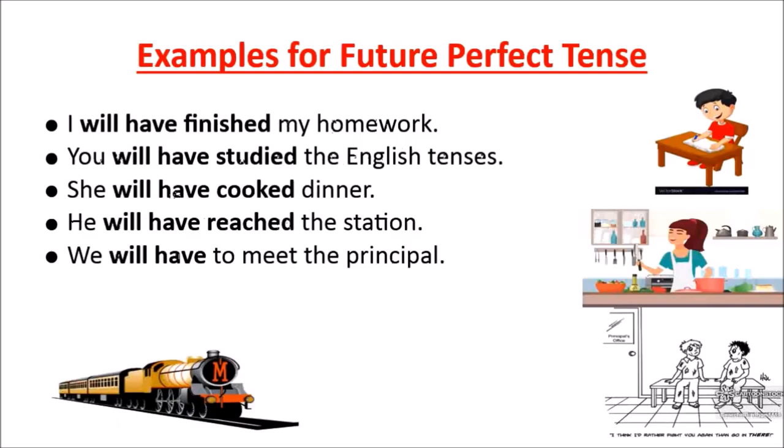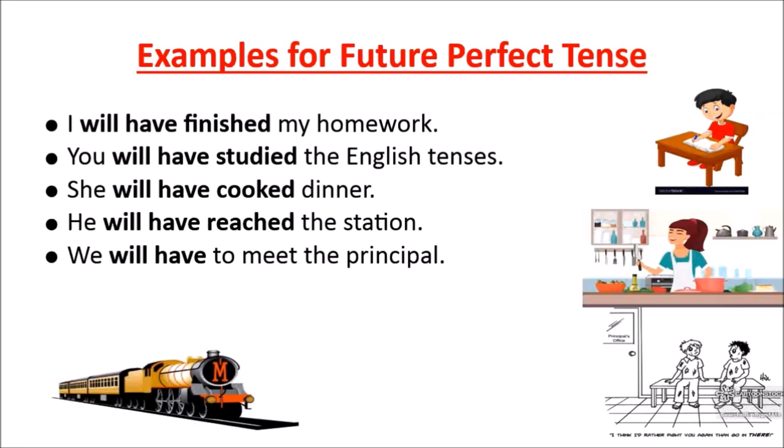Now let's learn some examples for future perfect tense. I've given some examples there. Look at the first example: I will have finished my homework. So from now till some point of time in the future, that's a time period, and that time period refers to future perfect tense. I have some time, and within that time I'll complete my homework. That's what he's trying to say.